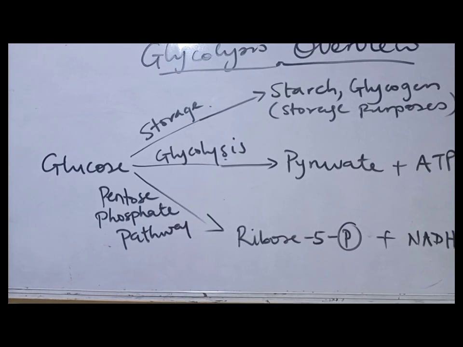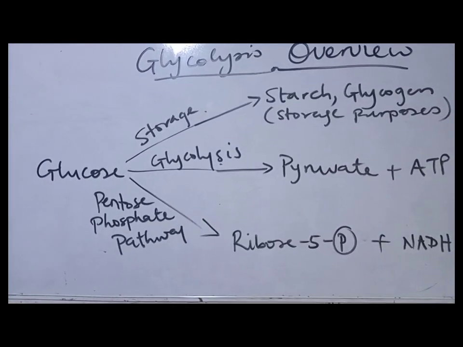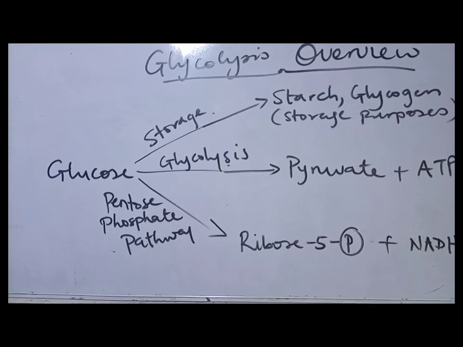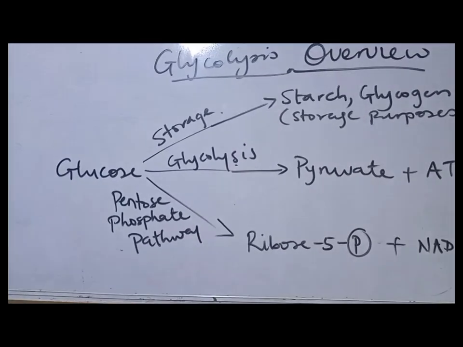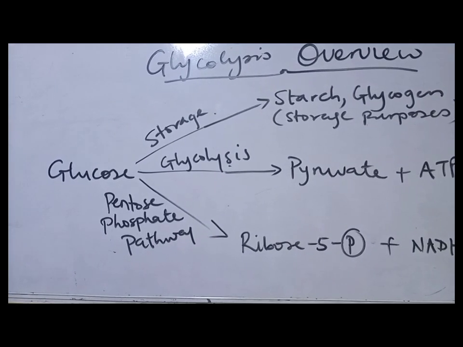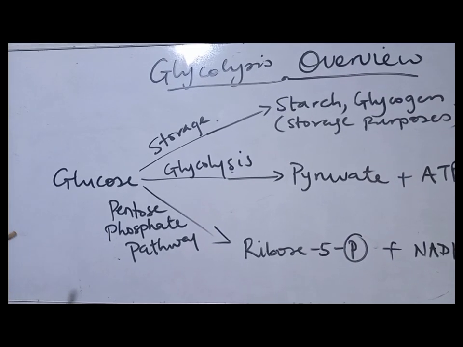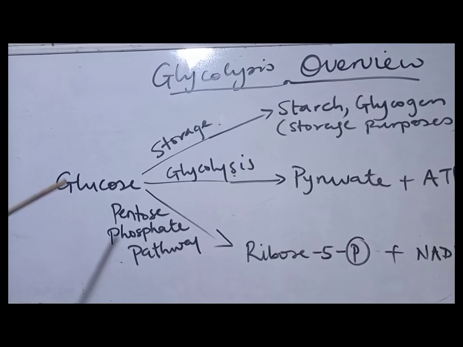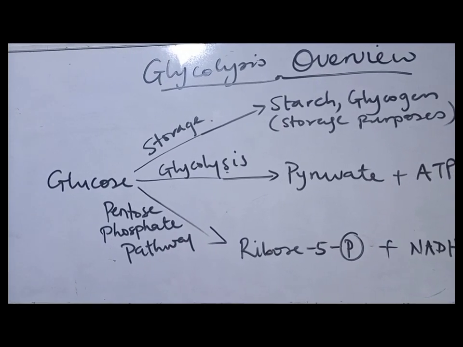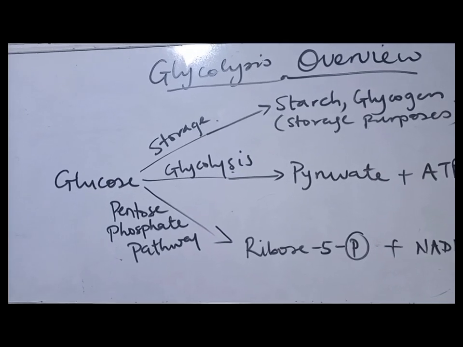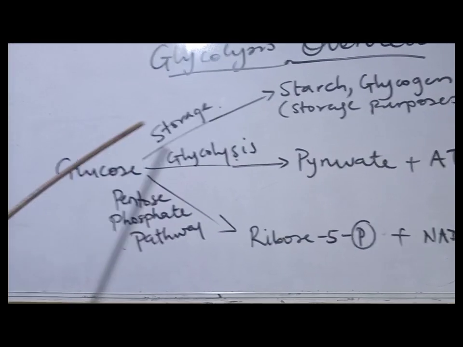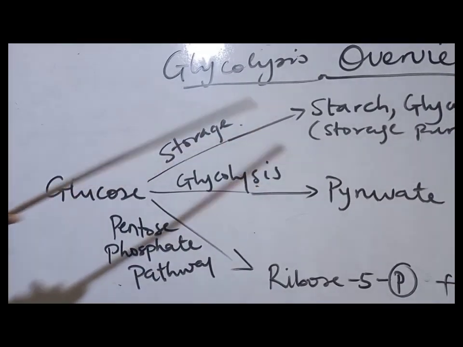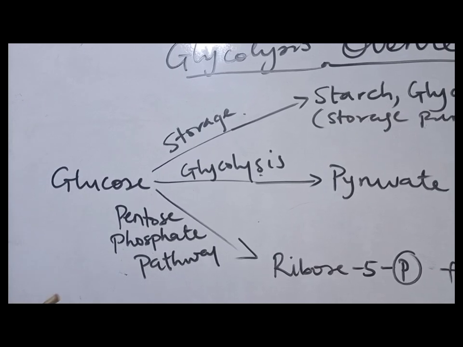Let's take a look at what glucose can do. As we can see, glucose has three primary paths that it can follow. When we say primary, most of the glucose goes through three pathways. They go through many other pathways, but these are the major three pathways that glucose can go through. One of them is the storage pathway, whereby glucose is stored as starch and glycogen, and that's simply for storage purposes.